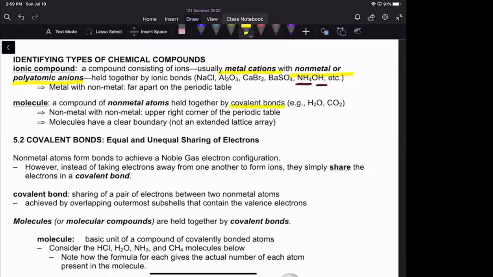And so we're going to characterize more about covalent bonds. There's more to talk about there. Another thing that's different between ionic compounds and molecules is that molecules have a clear boundary. They do not have that extended lattice array.